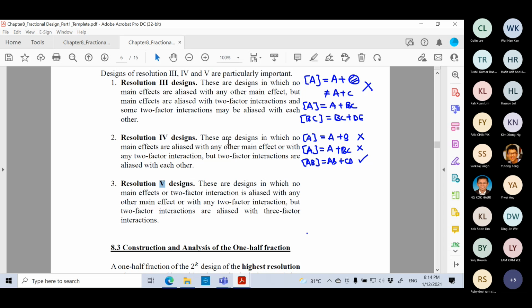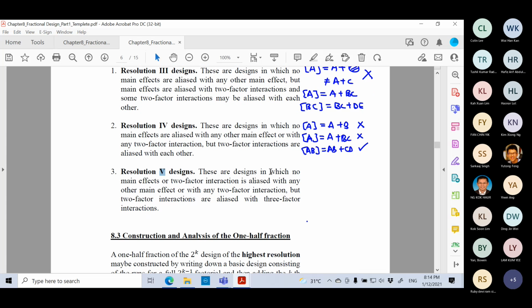So as I mentioned, we need the resolution to be as high as possible. Okay, why do we need the high resolution? Because as you can observe here, if no main effect is aliased with any main effect or any two-factor interaction, this will say that your main effect or the two-factor will not alias with other main effects or two-factor interactions. But the two-factor interactions are aliased with the three-factor interactions.